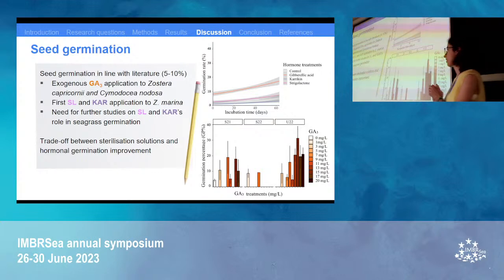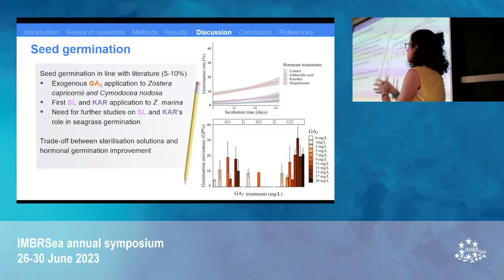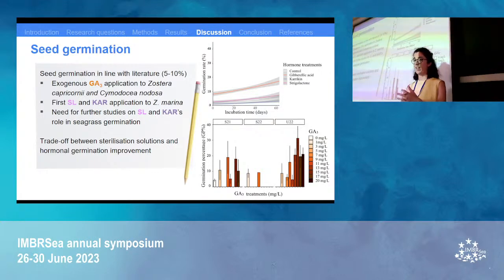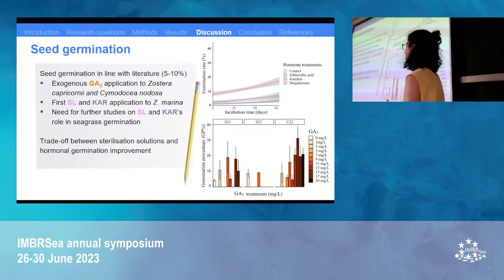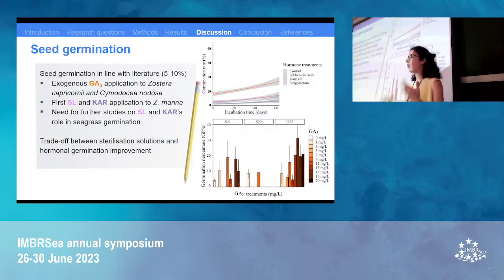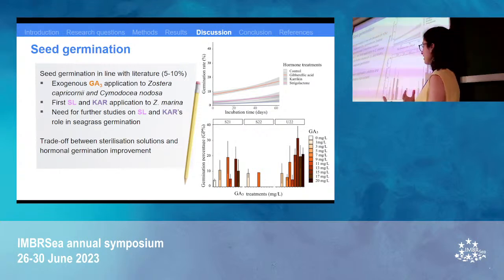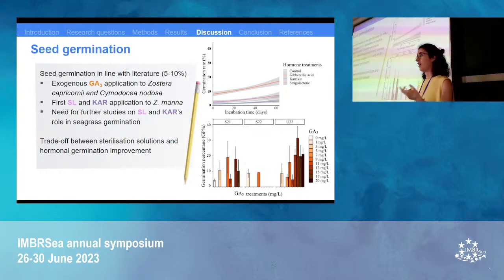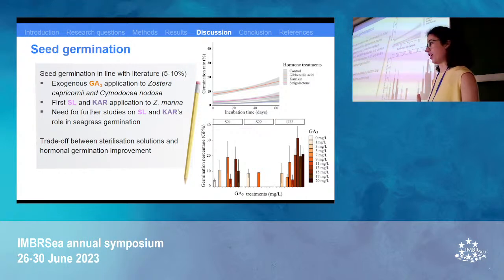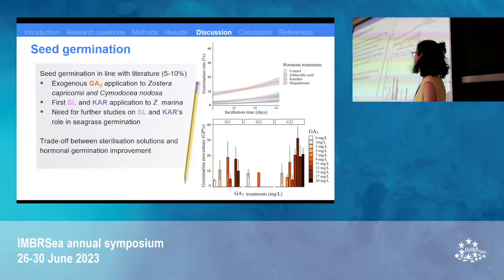All right, so I'm going to start with discussing this first part. The seed germination was indeed in line with the present literature on the Zostera marina. We do know this topic is quite understudied, but there have been exogenous GA applications to Zostera capricorni and Cymodocea nodosa, and they both are in line with the results found in my study, so the GA also increased their germinations.